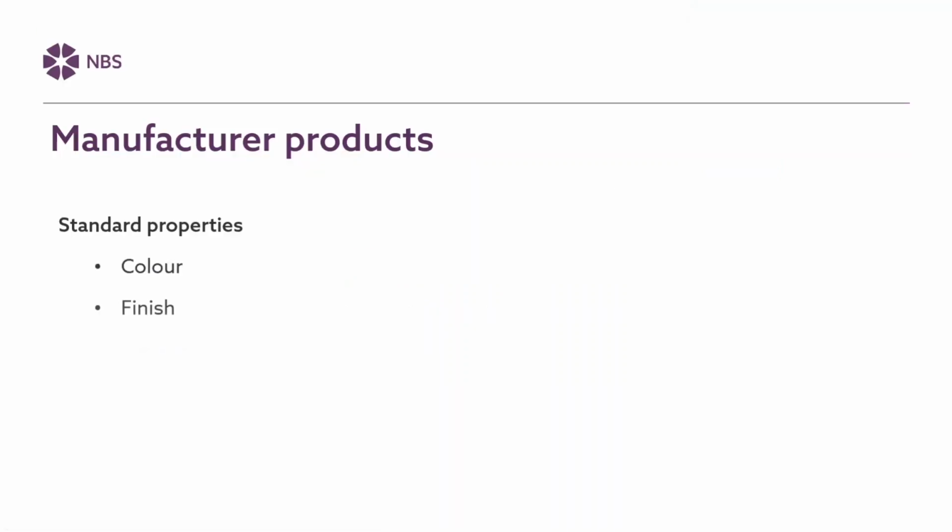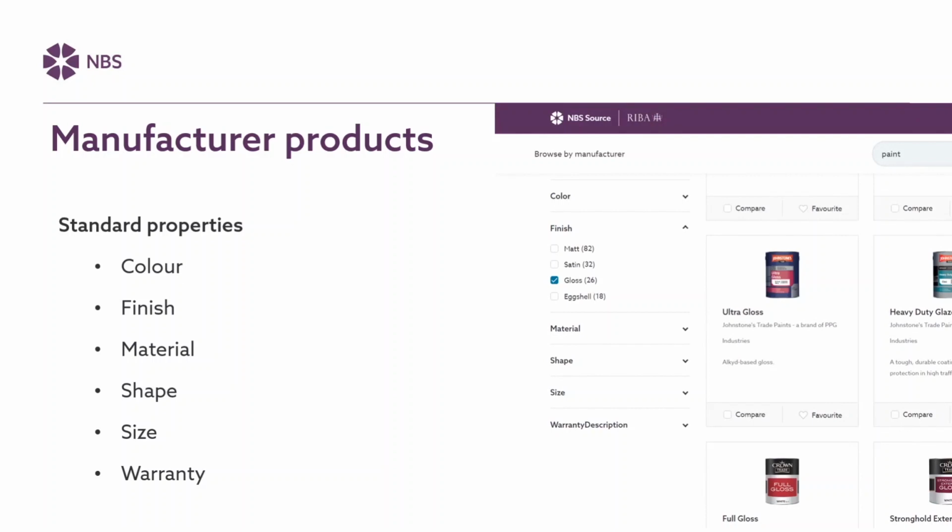All products also have a minimum standard property set to allow for basic filtering and comparing across different manufacturers' products. These properties were compiled from feedback from our focus groups, surveys and general conversations during the development of NBS Source. In this example, we have searched for paint and then narrowed down the results by selecting a gloss finish.